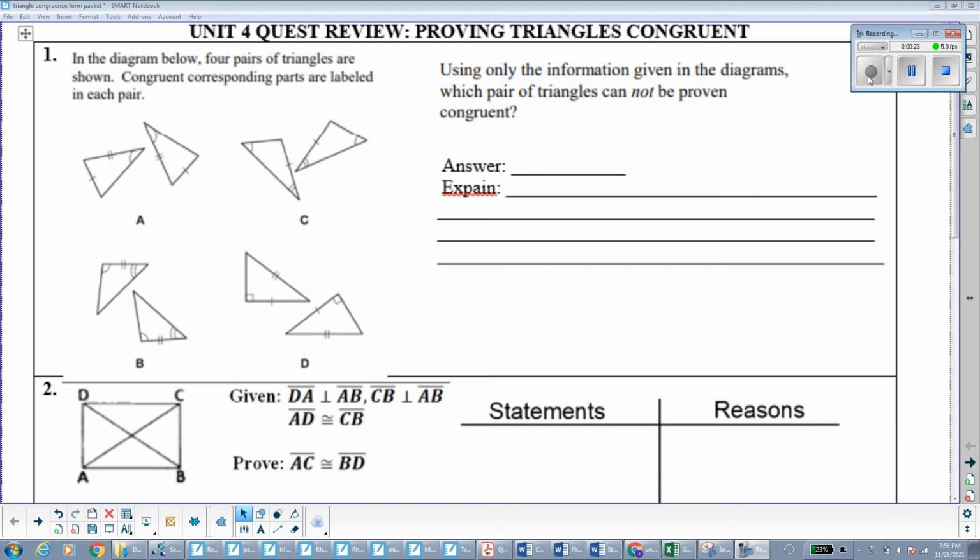Congruent corresponding parts are labeled in each pair. Using only the information given in the diagrams, which pair of triangles cannot be proven congruent? So we need to put an answer and an explanation. So let's take a look over here.